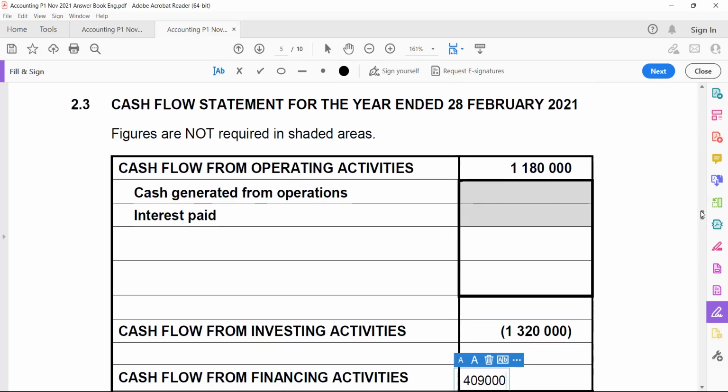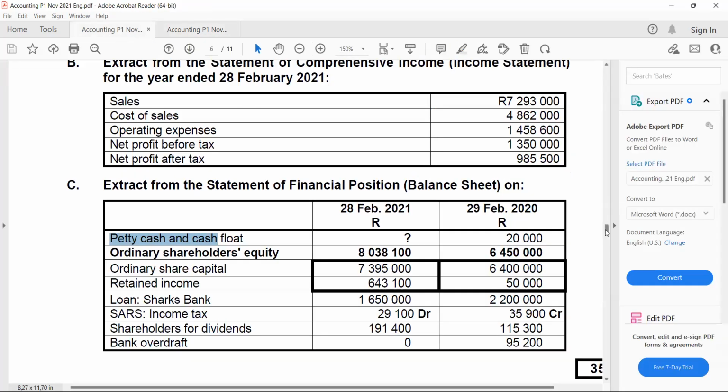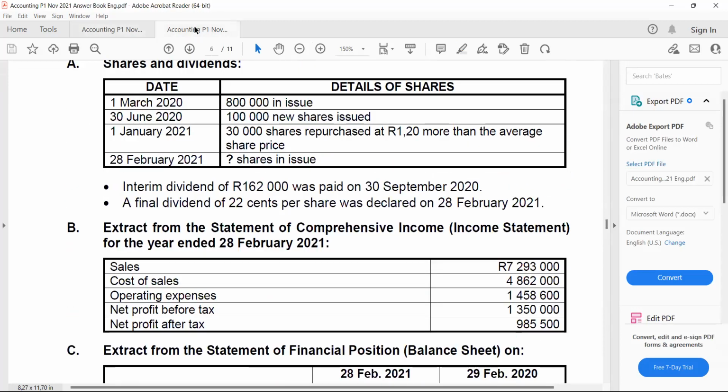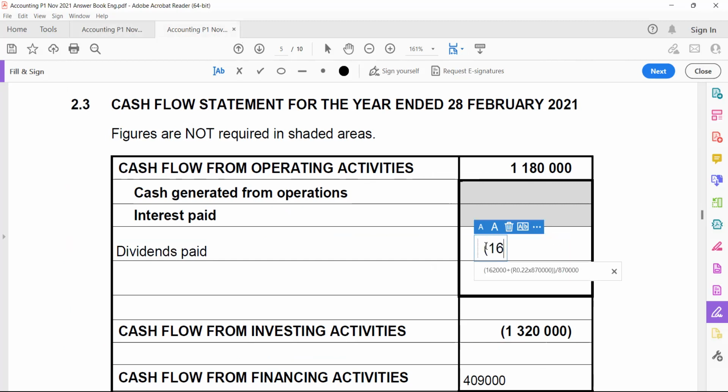Then we've got investing done. So now we're going to focus on cash flow from operating activities. Now here you'll see there's cash generated from operations and interest paid that's grayed out. What they're telling you here by graying out is you don't have to stress about those two numbers. We're not going to calculate those two numbers. You don't need to calculate them, because you have the total from your cash flow from operating activities of 1.18 mil. So you just need to fill in the gaps. Okay. Now the easiest one, because we're just sticking to the previous question, would be dividends paid: 162,000. Remember, the final dividend was only declared.